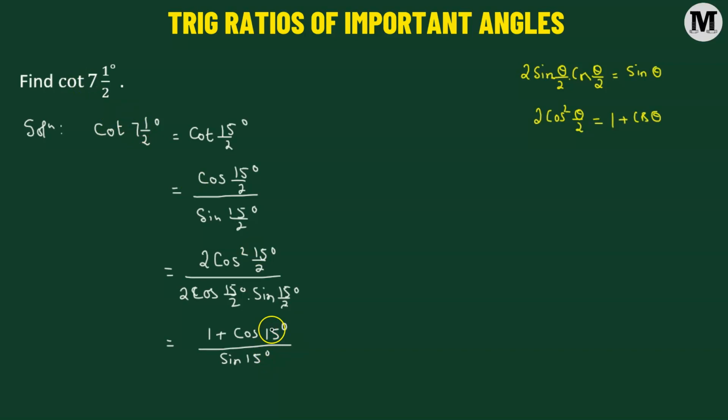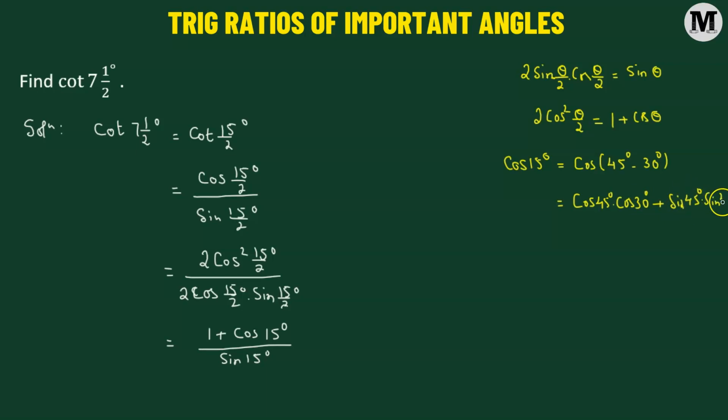Now that we have 1 plus cosine 15 degrees in the numerator and sine 15 degrees in the denominator, our next task will be to obtain the value of cosine 15 degrees as well as sine 15 degrees. It's a very simple task. Cosine 15 degrees can also be expressed as cosine of the angle 45 degrees minus 30 degrees. Now when we expand this, we should get cosine of 45 degrees times cosine of 30 degrees added to sine 45 degrees times sine 30 degrees.